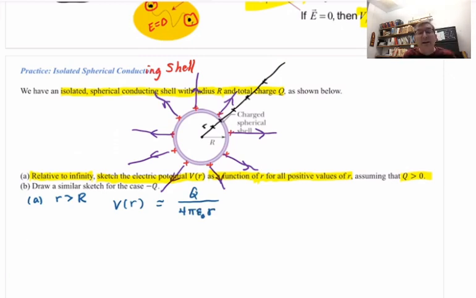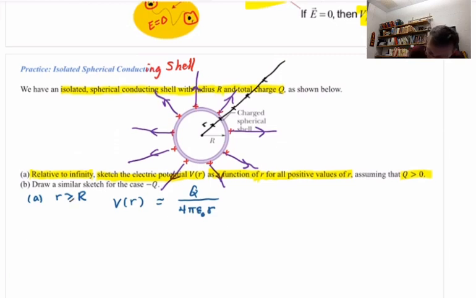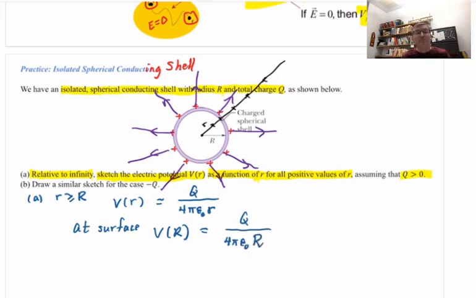Note, if I go to the limit as little r goes to infinity, I'm infinitely far away, that potential is 0. Okay? And in fact, you can use that for r greater than or equal to big R. And so right at the surface of the conductor, V at big R, of course, what you would have is Q over 4 pi epsilon 0 big R. Because when you're on the surface of this conductor, and you can assume it's wafer thin, this conducting shell, then you're at a distance where little r equals big R.